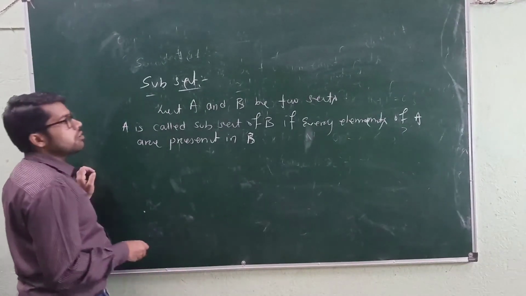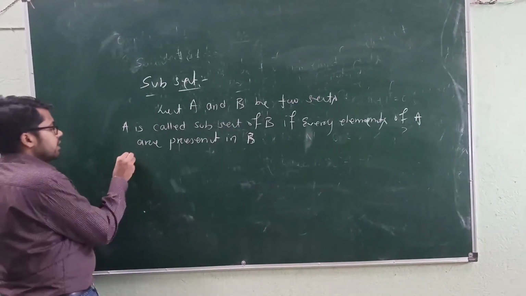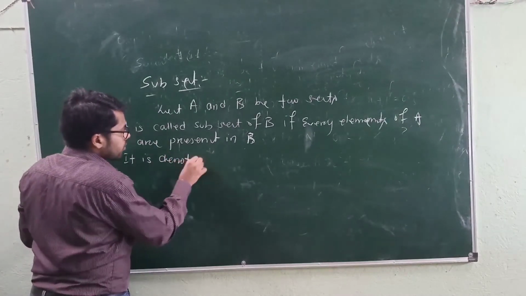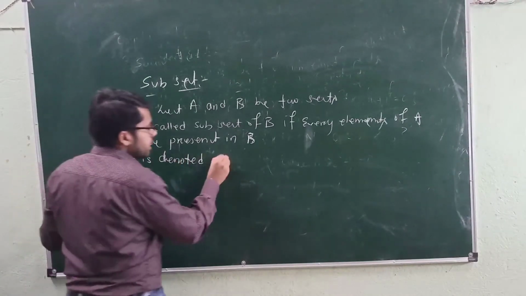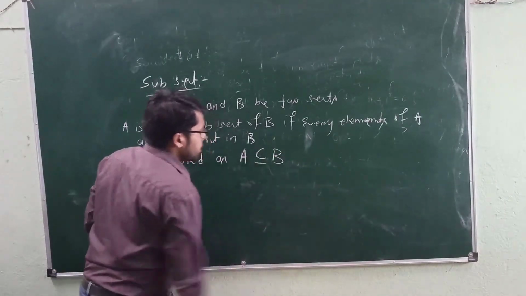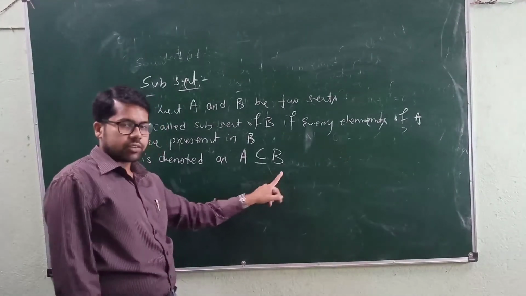A is a subset of B, and mathematically it is denoted as A subset B.